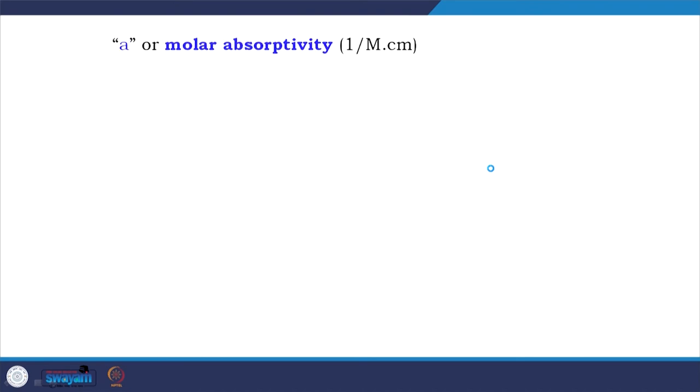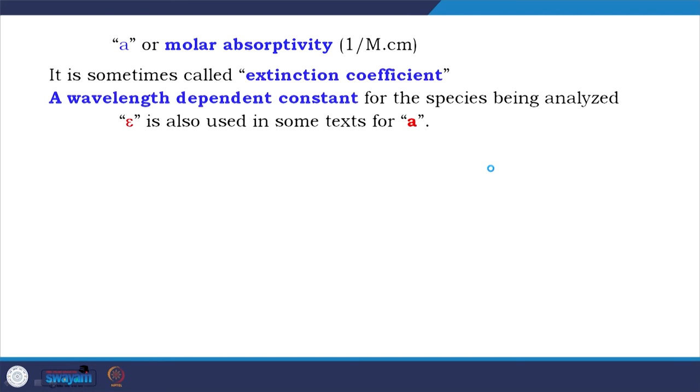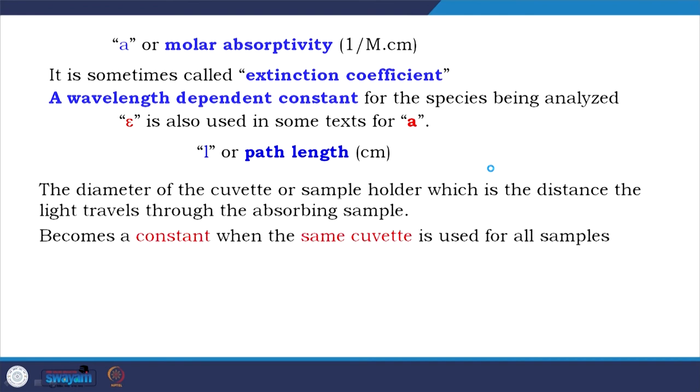Epsilon, as I told, is the molar absorptivity. It is sometimes called the extinction coefficient, a wavelength-dependent constant for the species being analyzed. L is the path length in centimeters, the diameter of the cuvette or sample holder, which is the distance the light travels through the absorbing sample. It becomes a constant when the same cuvette is used for the samples.